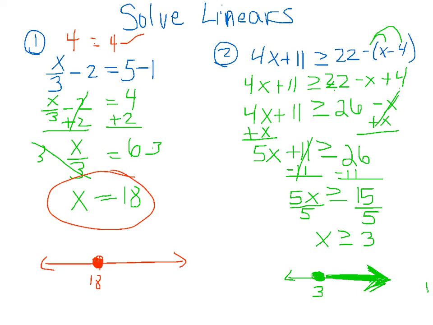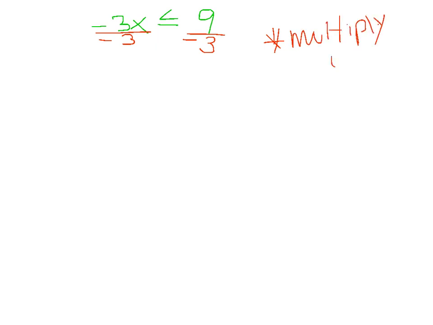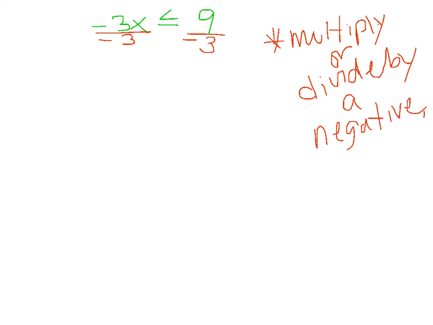The other things that come up when we're doing inequalities. Let me switch to a new page. When we're doing inequalities, if we end up with something that's negative 3x is less than or equal to 9, let's say, and we go to solve for x, when we divide by this negative 3, when you multiply or divide by a negative, we need to flip our sign.